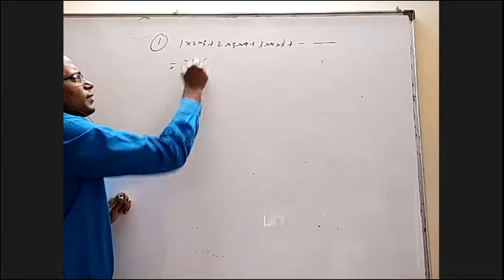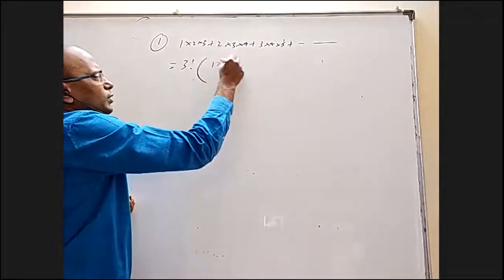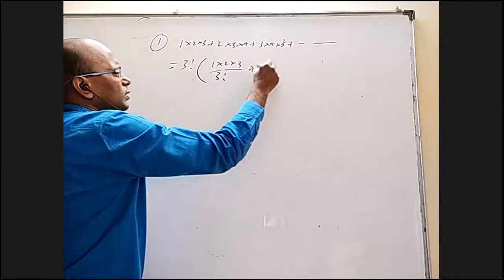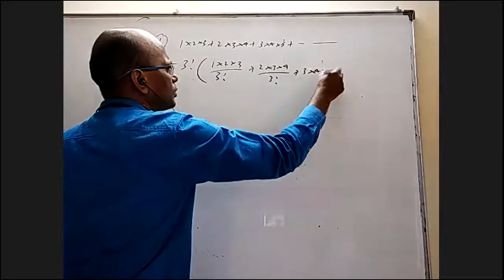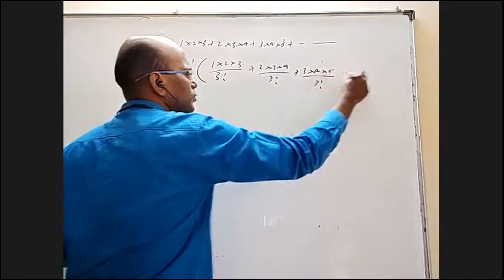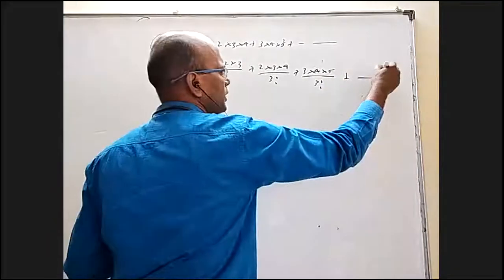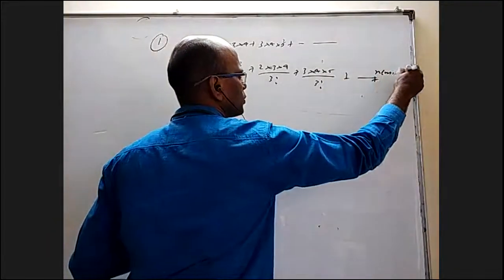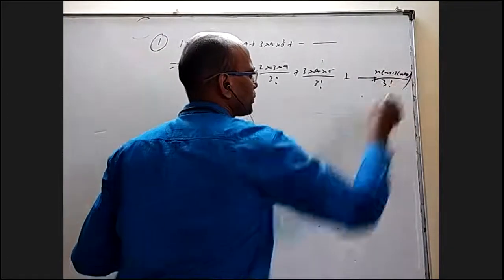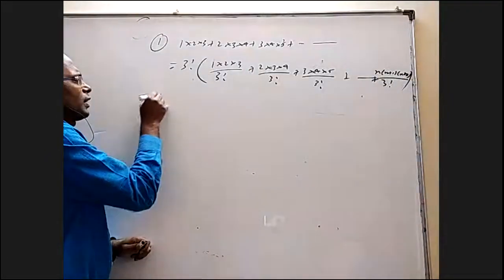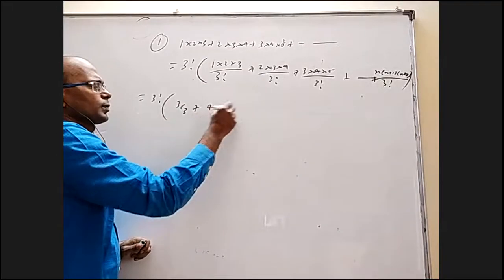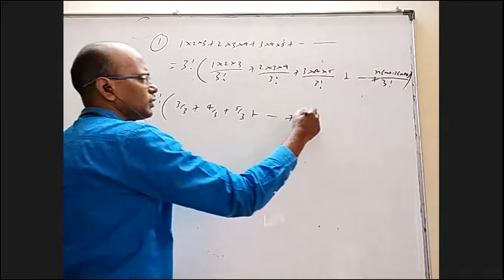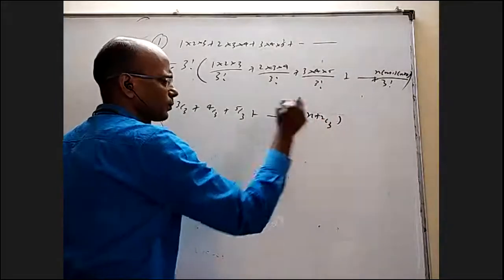You multiply by 3 factorial and divide by 3 factorial. 1 into 2 into 3 by 3 factorial, 2 into 3 into 4 by 3 factorial, 3 into 4 into 5 by 3 factorial, and so on. The nth term will be n into n plus 1 into n plus 2 by 3 factorial. This is 3C3, this one is 4C3, this one is 5C3. The last one is n plus 2 C3.